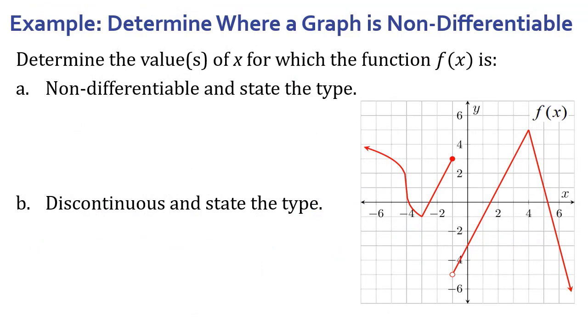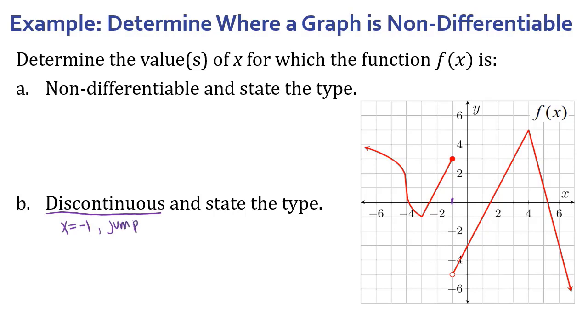Determine the values of x for which the function f of x is non-differentiable and state the type. Let's actually go first to the discontinuities. I'm going to skip to letter B. Where is this discontinuous? That's going to be here. We can see at x equals 1 we're discontinuous, and at x equals -1. It's a jump discontinuity.